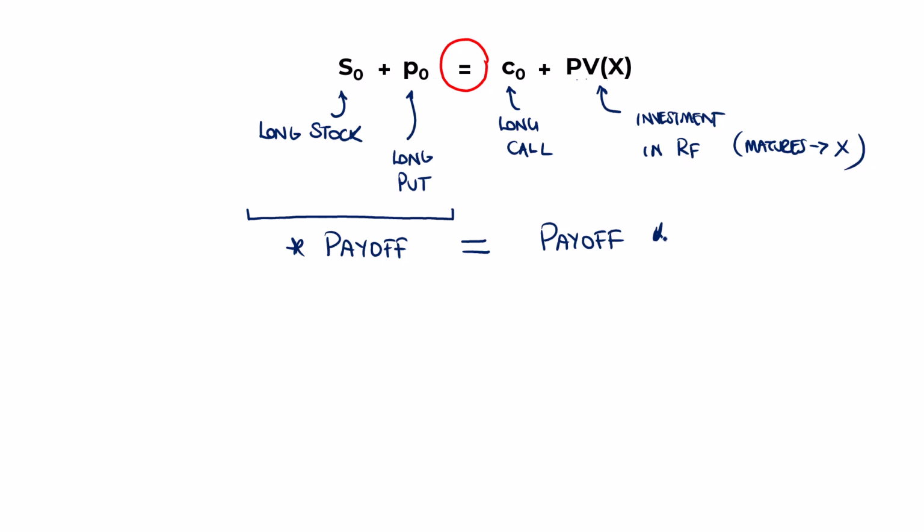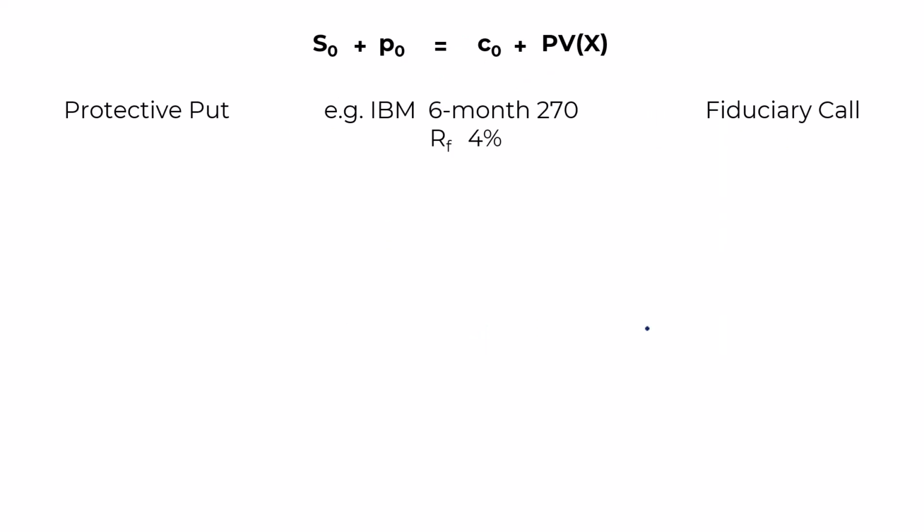That means in substance, economically, effectively, both sides represent the same asset. They're going to pay off the same. And if that's the case, they absolutely must cost the same. If they don't, you could make arbitrage gains. Let's demonstrate it.